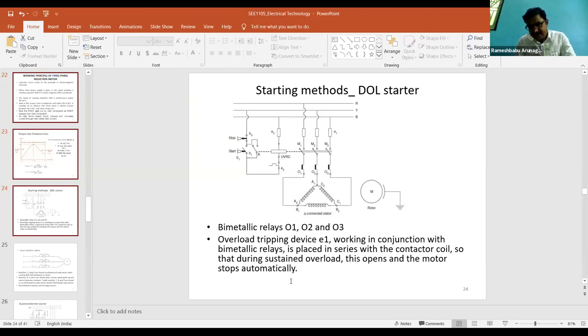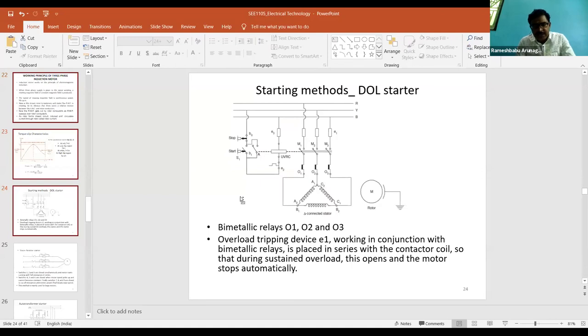In the direct online starter, you are not going to apply reduced voltage. You apply full voltage, but some protective circuits are available in the starter itself. Suppose you see here, there are relay circuits and contactors, and stop and start buttons. When I start the machine and press the start button, the electromagnetic coil is energized. The contactor moves the switches M1, M2, so the winding of the motor gets energized and the motor starts rotating.